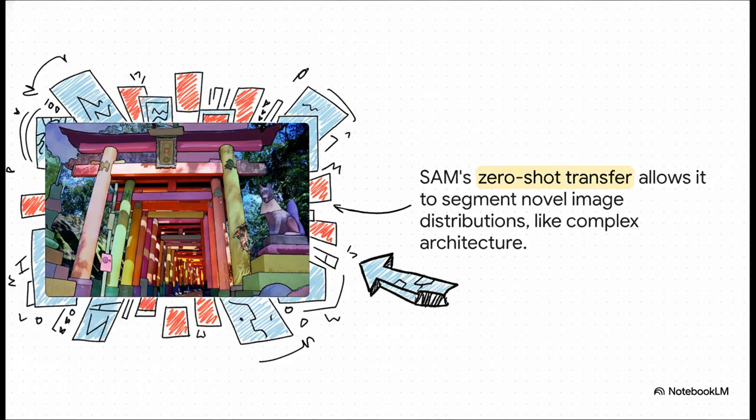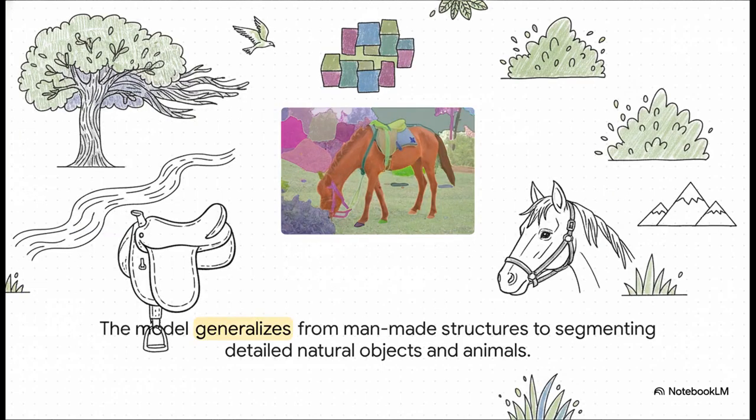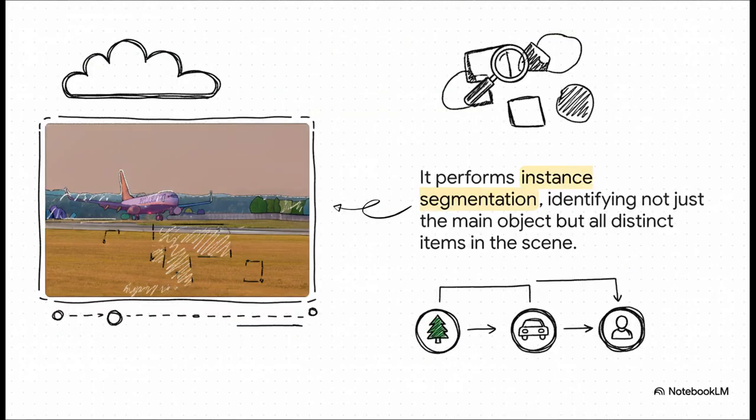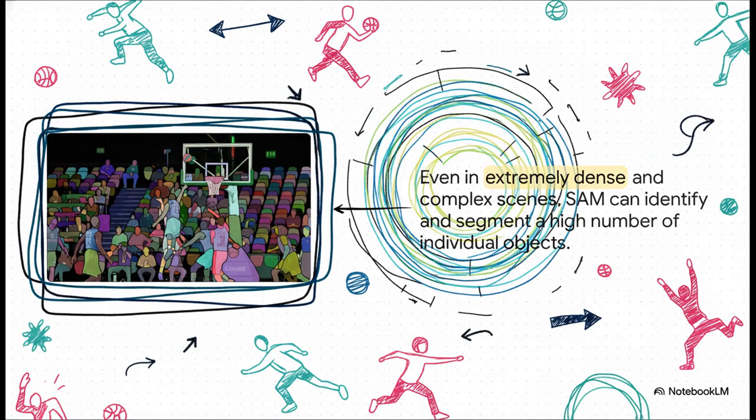Here it is, perfectly breaking down all the tiny, intricate details of a Japanese gate, a really complex scene with tons of overlapping parts. Now look at this, a totally different kind of image. It identifies the horse, the saddle, the grass, the trees. It just switches from man-made structures to natural objects without missing a beat. It even gets the context. It doesn't just see the airplane, it sees the runway it's on and the trees way back there as totally separate things. And here's the final boss, a chaotic, crowded, messy scene. I mean, look at this. Every single player, the hoop, the backboard, it's even identifying individual people in the stands. That is the power of zero-shot performance.